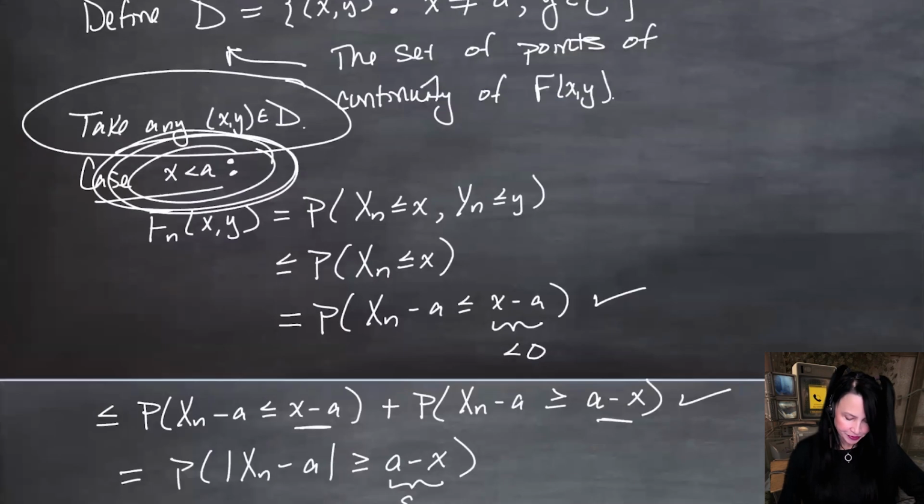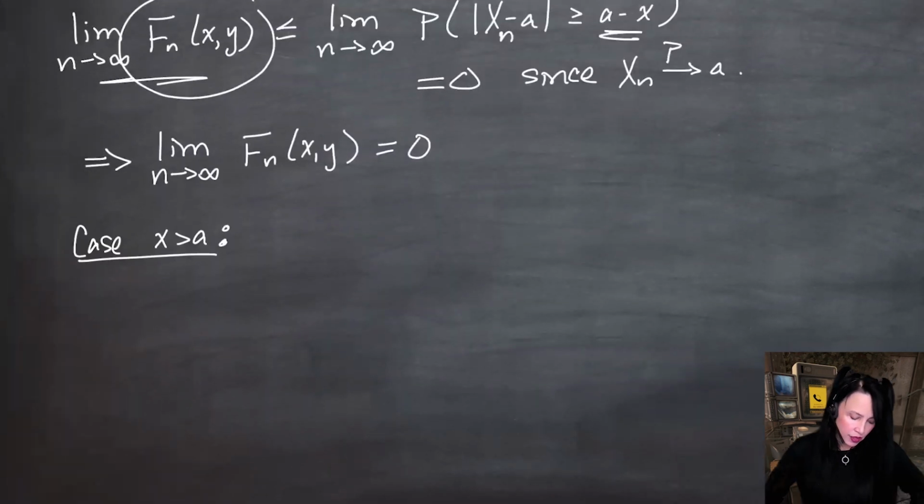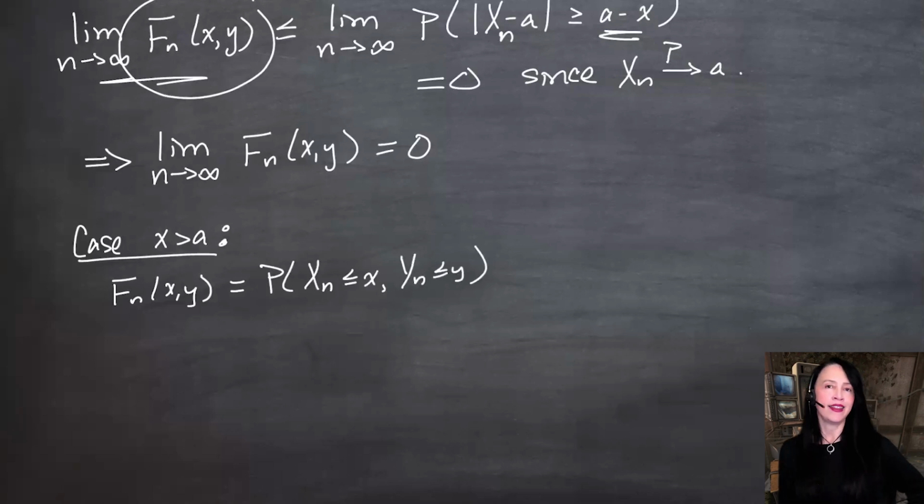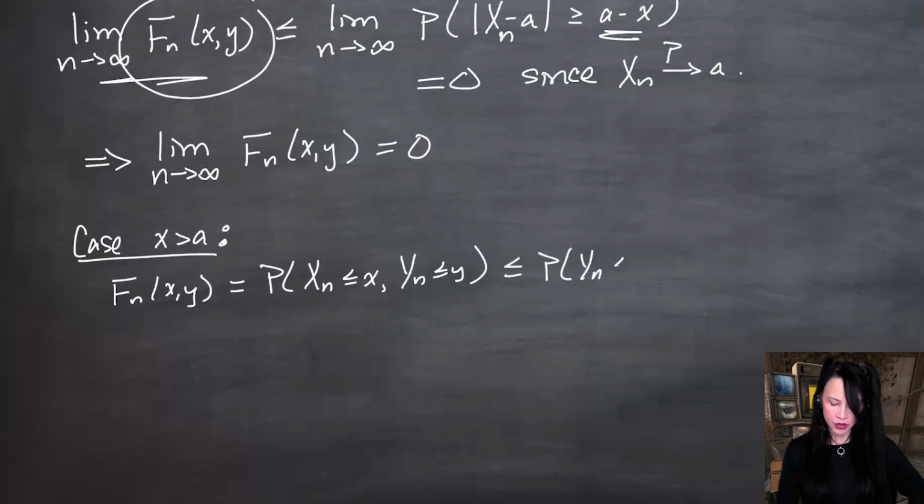Let's do the other side. So now let's look at the other case, the case where x is greater than a. We want to look at when x is equal to a because that's a point of discontinuity for the joint limiting CDF. I'm going to start out a similar way, with the joint CDF of xn and yn. By definition, this is the probability that xn is less than or equal to x and yn is less than or equal to y. And this time I am going to drop the opposite term in here. This is less than or equal to the probability that yn is less than or equal to y.